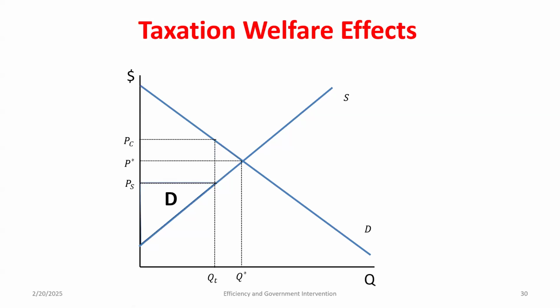Now, for producers, we said their surplus was C, F, and D. After this tax, producer surplus is only this lower area D. So what does C represent? That is now tax revenue that came from producers. F would represent deadweight loss that came from producers.